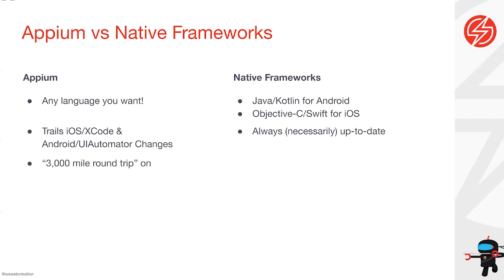So once again, with Appium, there's a 3,000-mile round trip. Now that's just my example between Austin and San Jose, but your mileage may vary, literally. 3,000-mile round trip on every single command. And you can't avoid that. Well, there's a way you can avoid that. I'll spend 5 seconds talking about how.